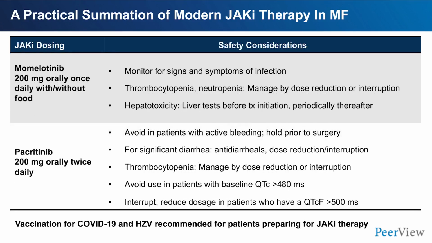Momelotinib is an oral compound, and the dose is 200 milligrams once daily. We have to monitor the signs and symptoms of infection, again thrombocytopenia and neutropenia, and reduce the dose or stop the dose on the basis of these values. And you have to consider hepatotoxicity that sometimes can happen.